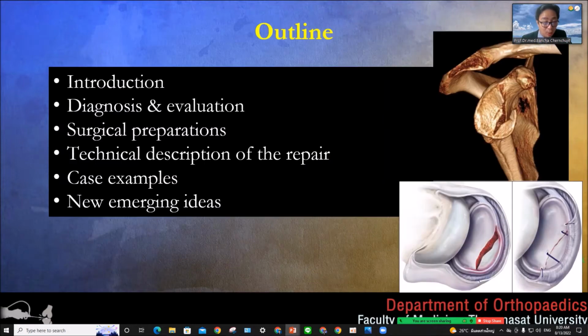Okay, this is the outline of my presentation. Today I'm discussing the diagnosis, surgical preparation, technical description, case example, and new emerging ideas.